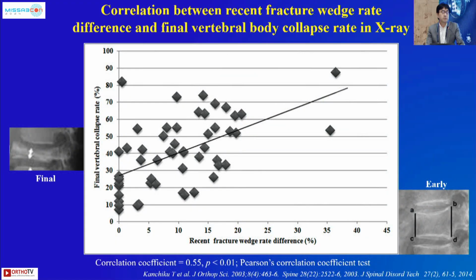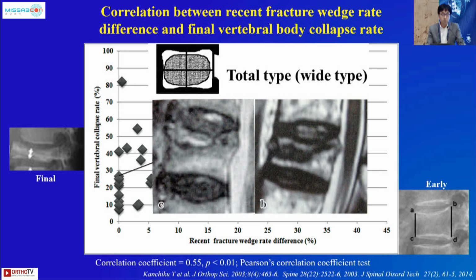We analyzed the X-ray in the early stage. The fracture wedge rate difference between posterior and anterior vertebral lengths was positively correlated with final vertebral collapse rate. In addition, this fracture wedge rate difference was strongly correlated with the pseudoarthrosis group. In addition, this fracture wedge rate difference was correlated with the previous MRI risk group.